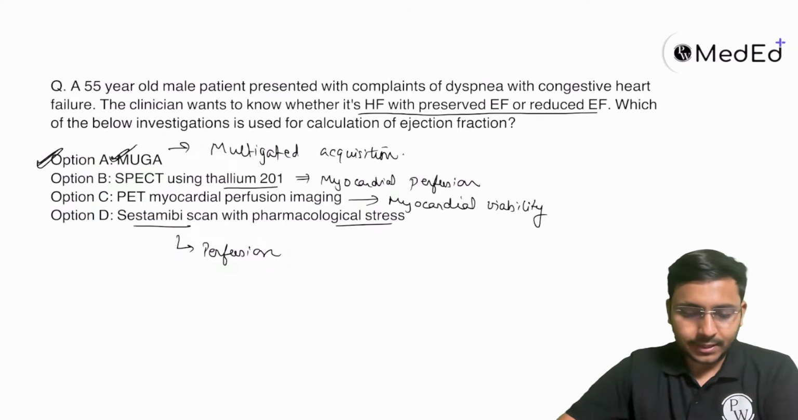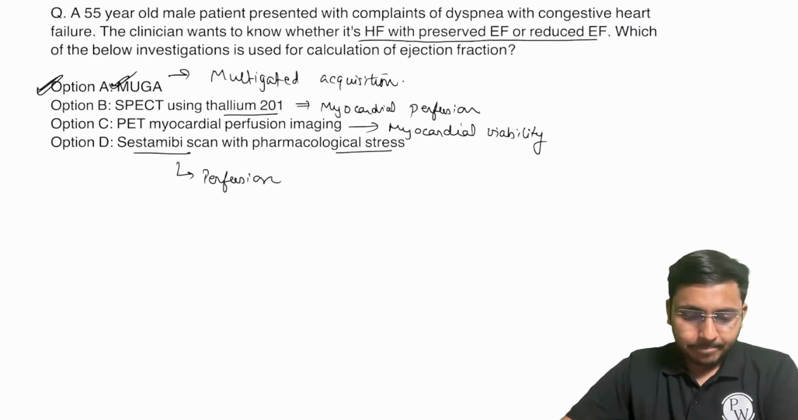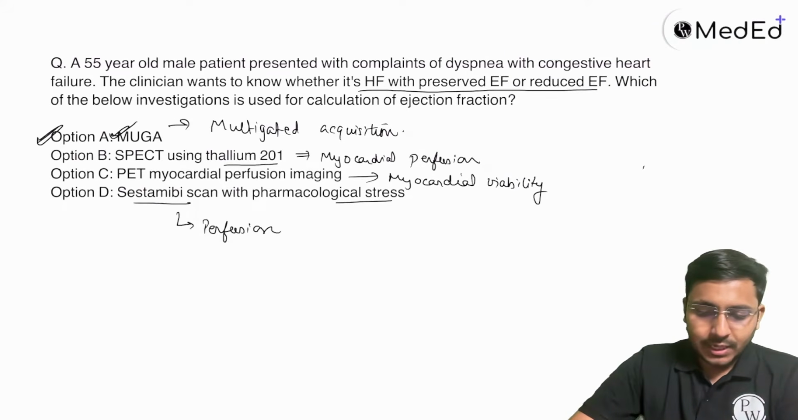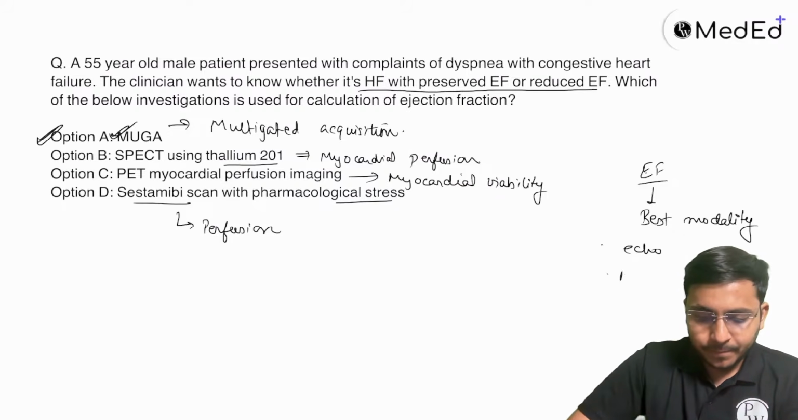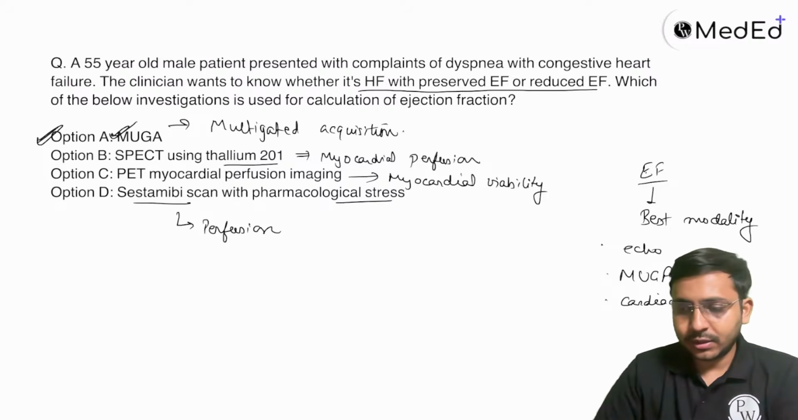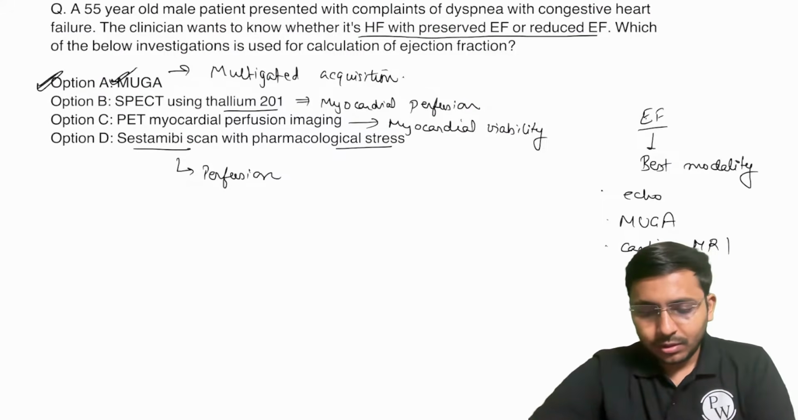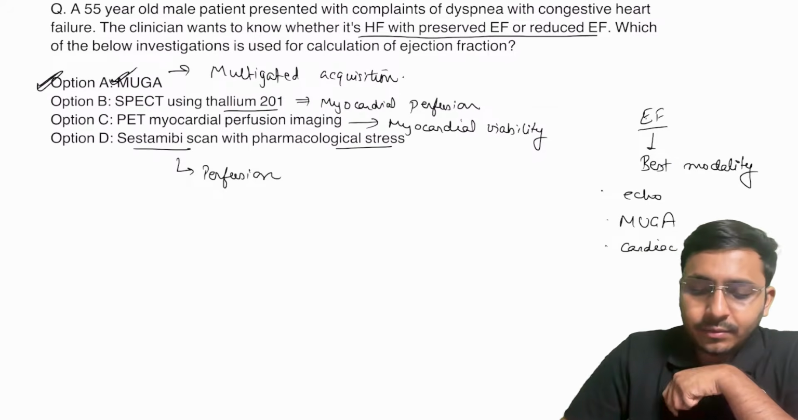Answer is MUGA scan. Now, if you are asked for ejection fraction, best modality, and the options are echo, MUGA scan, cardiac MRI, what will you answer? Best modality for ejection fraction.